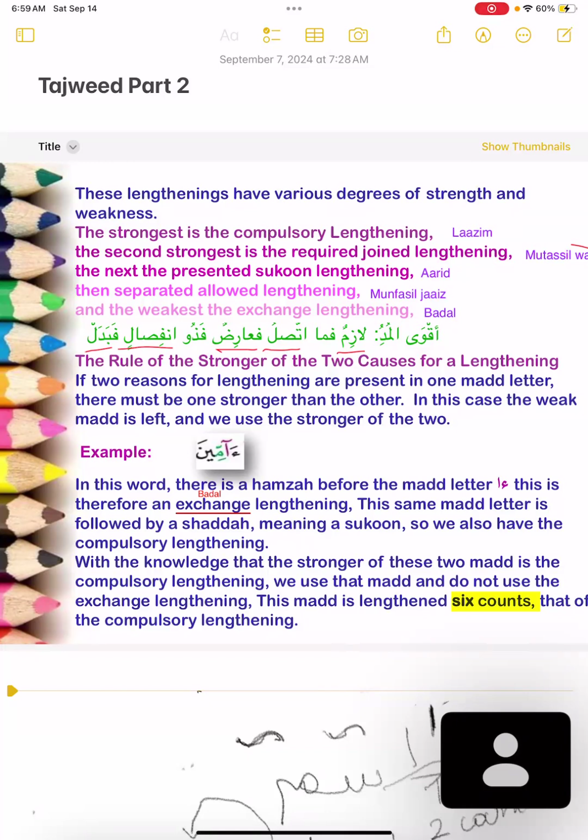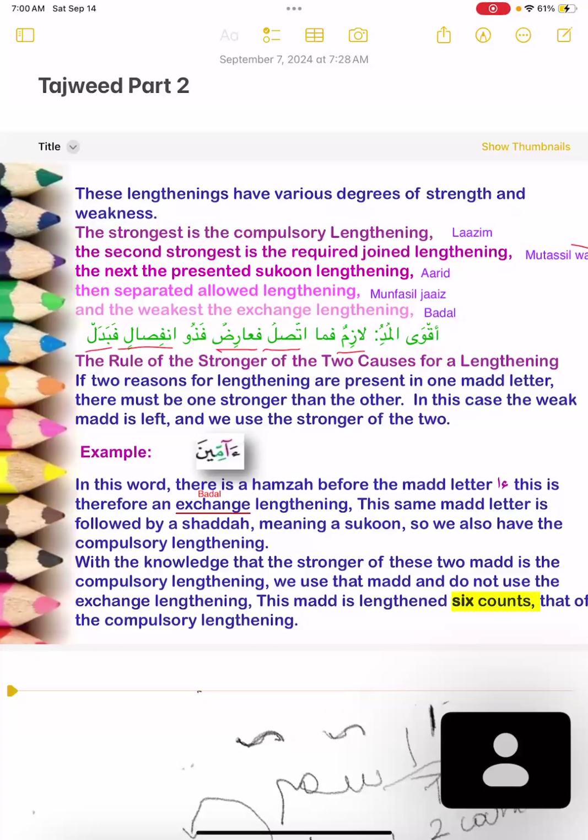I have a mad badal and I also have a mad lazim in the same word. So what do I do? I will drop the mad badal because mad badal is not a priority. I'll give priority to mad lazim, and I will use the hamza, the alif there. I will use that alif to elongate for mad lazim. Okay, I will not do mad badal. I will do mad lazim because mad lazim has more priority than mad badal.